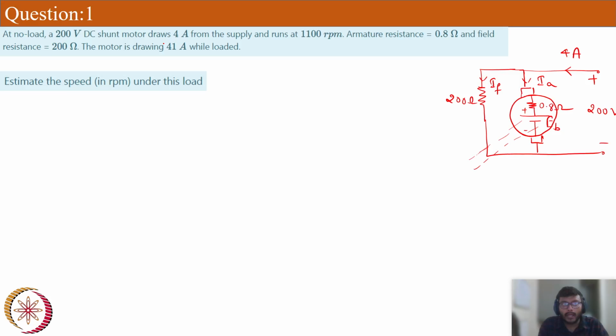K is always constant. Whatever may be the loaded condition or no load condition, once you decide the machine, the poles will be fixed, conductors will be fixed, parallel paths will be fixed. So K is always constant, and this flux is always dependent on field current. Whenever the motor is operating in the linear region, the flux developed will be proportional to my field current, and N is the speed. So with that relation, let me take the ratio EB1 by EB2.